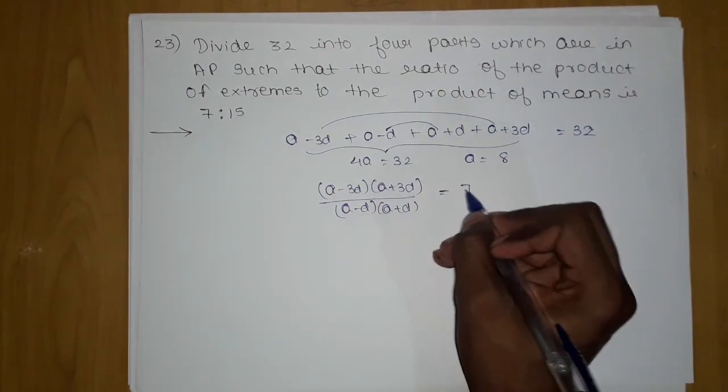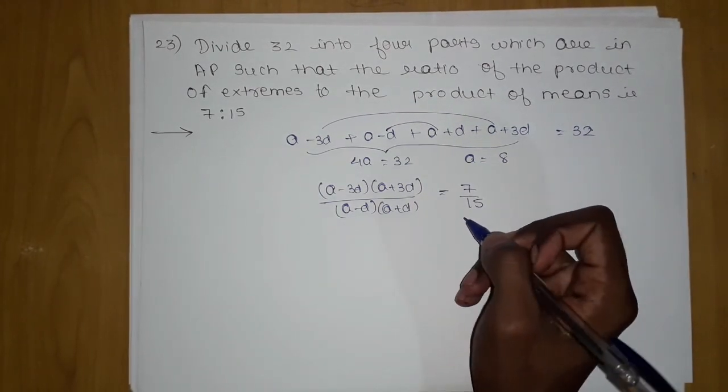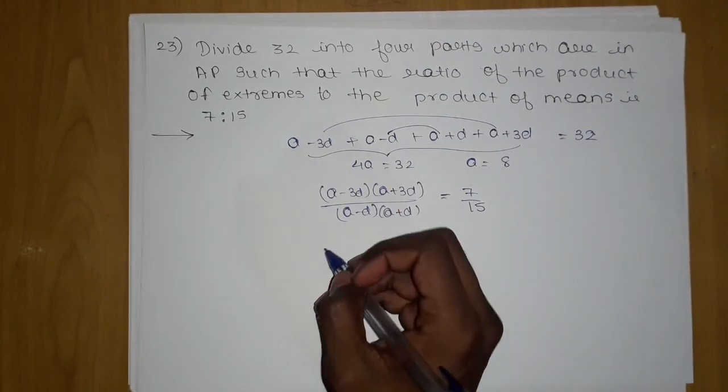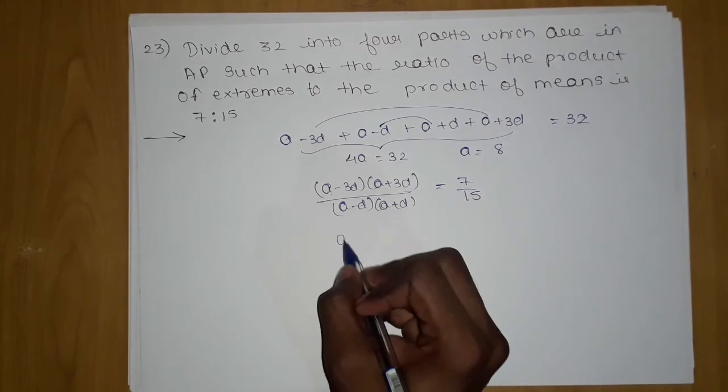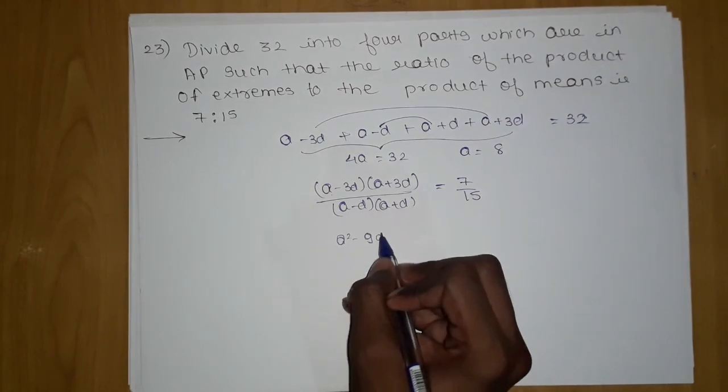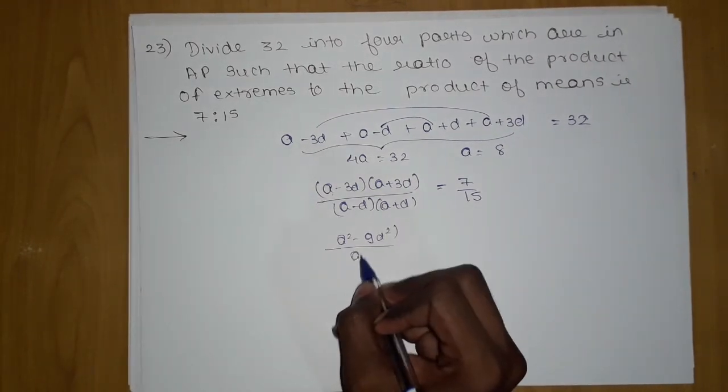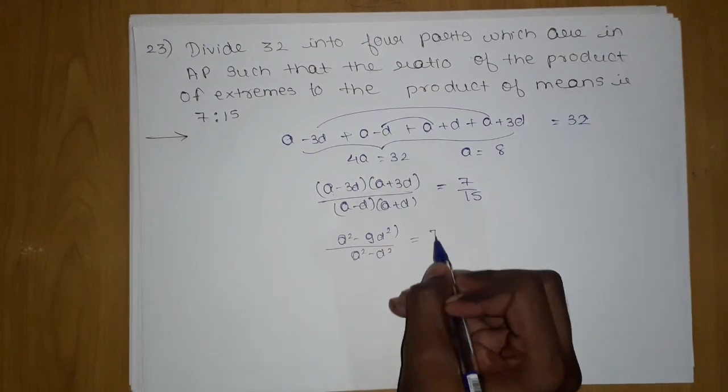Okay, this is 7 is to 15. So this 7 is to 15. Now we have a value, so put the a value. This is a minus 3d and a plus 3d, so it will be a square minus 9d square. Similarly here it will be a square minus d square. Here it will be 7 by 15.